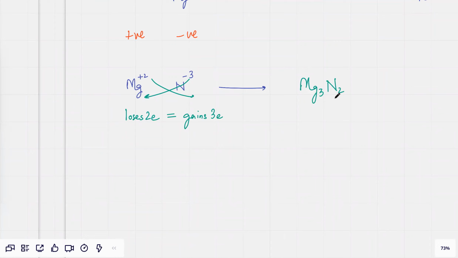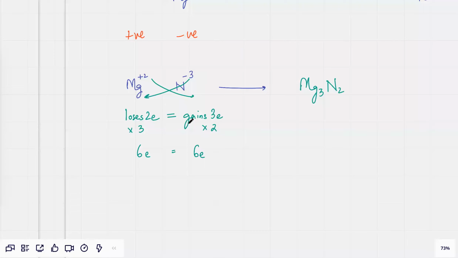So how do you make them equal? Instead of having 1 Mg, you have 3 Mgs. If you have 3 Mgs, the total electrons lost would be 6, right? And instead of having 1 nitrogen, you're going to have 2 nitrogens. If 1 nitrogen is gaining 3, 2 of them are going to gain 6 electrons. So the 6 electrons becomes equal to 6 electrons. In total there are 3 Mgs losing 6 electrons, and 2 nitrogens gaining 6 electrons. So now the number of electrons lost and gained are equal. Is this clear? Okay.